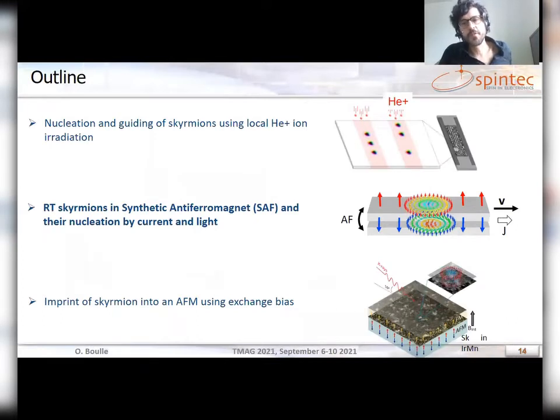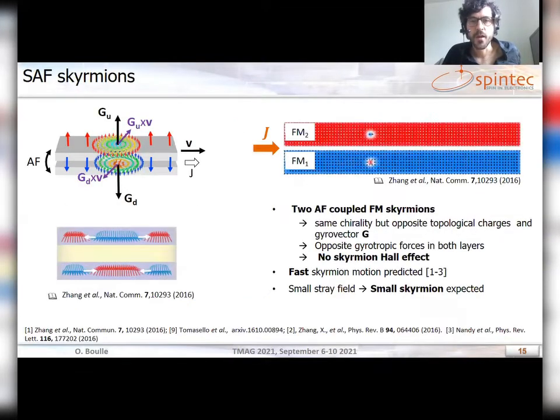To conclude this part, light ion irradiation offers a new method to stabilize skyrmions in a track and guide their motion with no skyrmion Hall effect. Now I would like to address a second promising approach based on antiferromagnetic skyrmions in synthetic antiferromagnets. So what are synthetic antiferromagnetic skyrmions and why are they interesting for skyrmions?